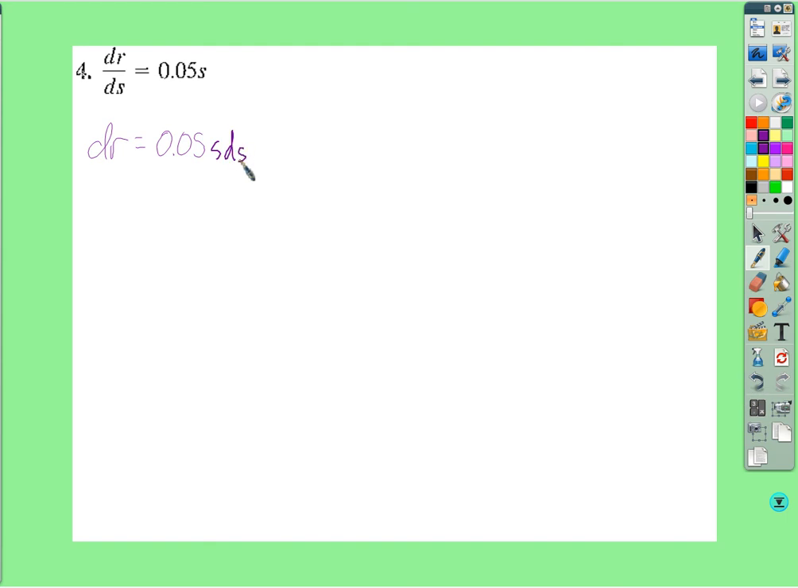What's the antiderivative of dR? R. And of 0.05 S? 0.025 S squared plus C. Why was that so hard? We know that to get an S to the first, we need to take the derivative of S squared, which gets multiplied by 2 and becomes 0.05 in the end, so we need to start out with half as much.